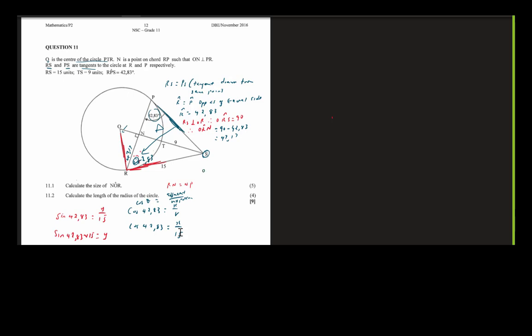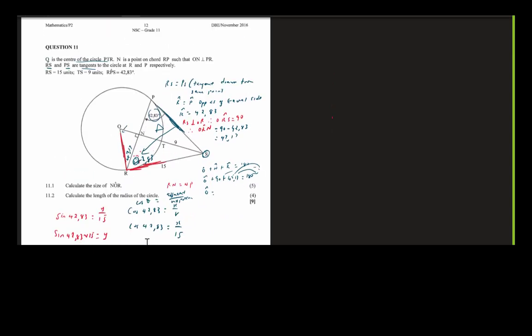Now it's easy to find O because we know this angle and this angle, and we are looking for O. So you say O plus N plus R is 180. N is 90, R is 47,17. So angle O, you take 90 to the other side and subtract it, and subtract 47,17. Then it gives you 42,83.